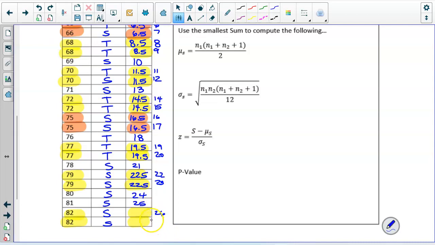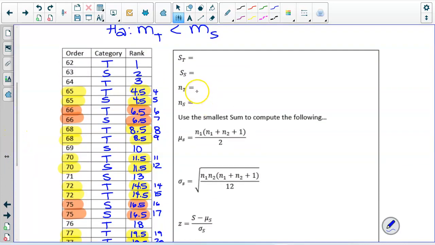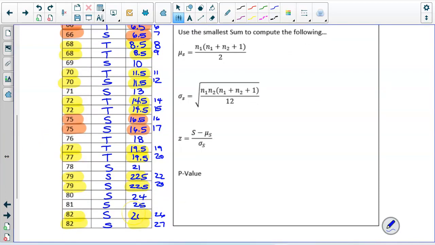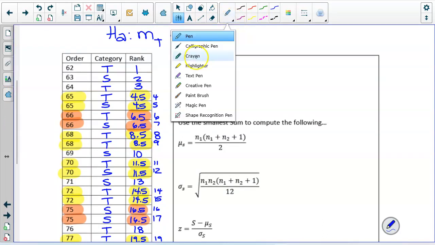I had 12 for athletes and 15 for swimmers. Let me go ahead and write that up here. 12 for track athletes, track. 12 was track and 15 for swimmers. So then I went through and highlighted. Stop trying to talk while I write. I went through and highlighted all of my track ones so I could add those.